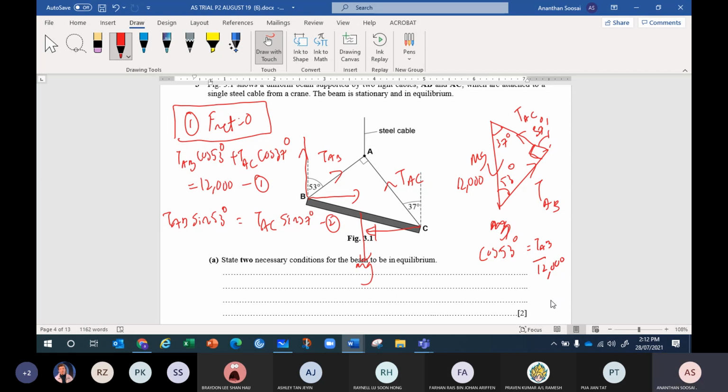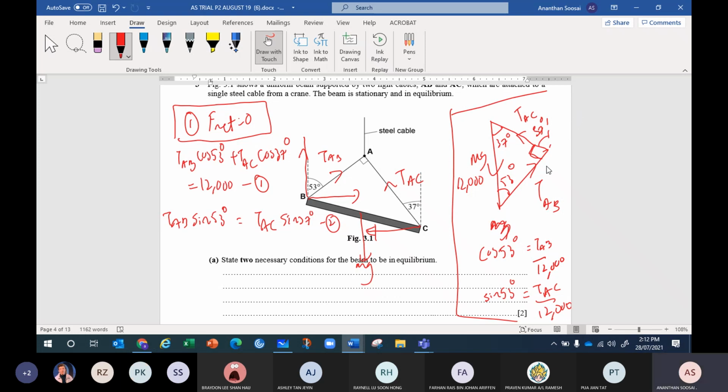Okay. And TAC, you can get it by using 53 also if you want. Sine 53, right? Use sine 53, opposite over hypotenuse. So TAC over 12,000 also can get the answer for TAC. Okay, yeah. So this is one way, this is another way. This is simultaneous, quite longer. I think the triangle looks easier.